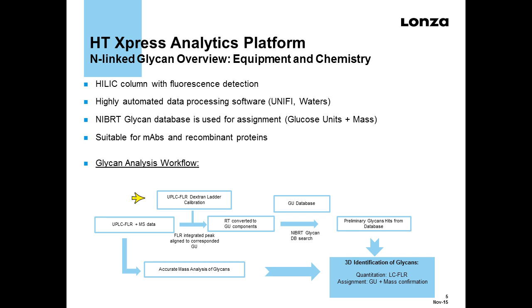For LC-MS and UPLC, we use a HILIC column with fluorescence detection and Waters software. We have found that this screening method is suitable for both recombinant proteins and monoclonal antibodies.